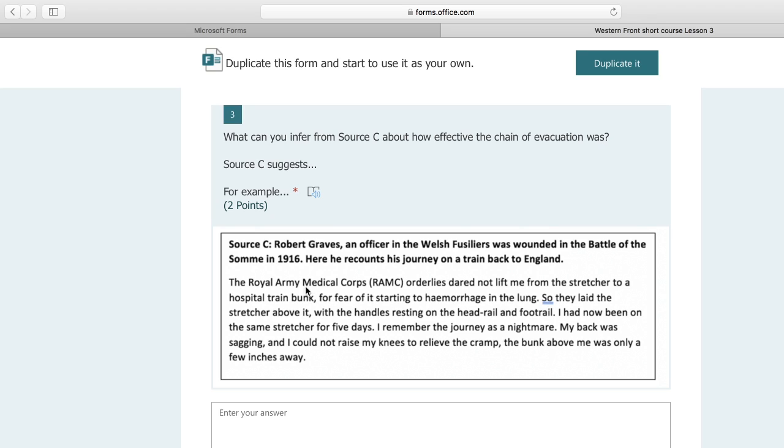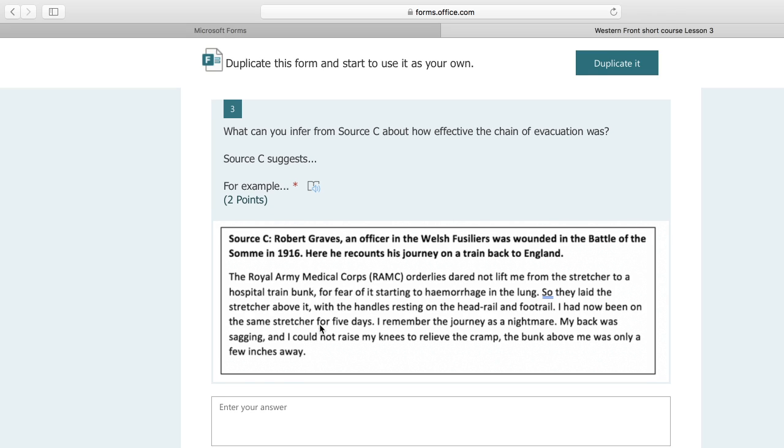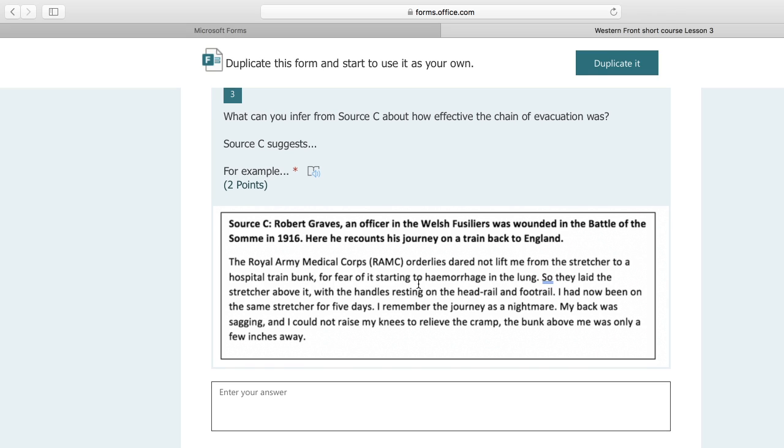That's what we need to be thinking about. Is it effective? So I'll read it with you. The Royal Army Medical Corps (RAMC) orderlies dared not lift me from the stretcher to a hospital train bunk for fear of it starting to hemorrhage in the lung. So they laid the stretcher above it, with the handles resting on the headrail and footrail. I had now been on the same stretcher for 5 days. I remember the journey as a nightmare. My back was sagging and I could not raise my knees to relieve the cramp. The bunk above me was only a few inches away.